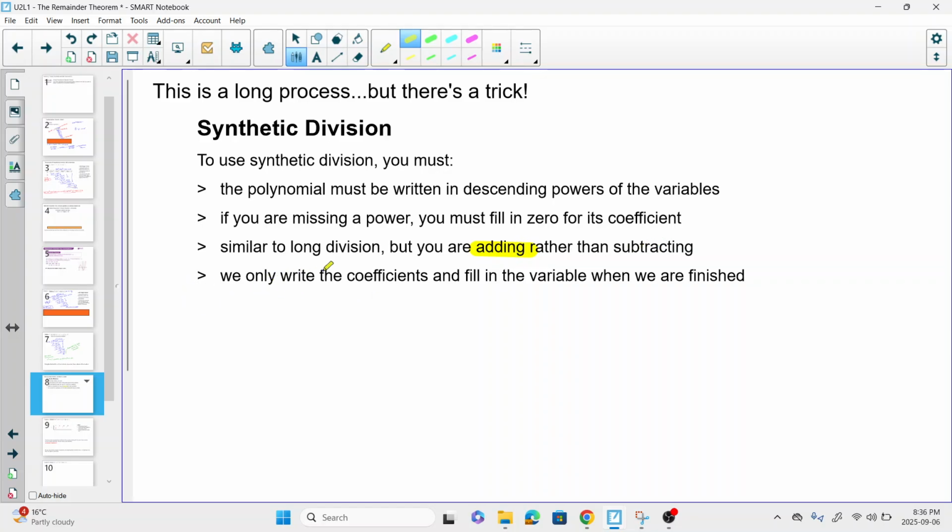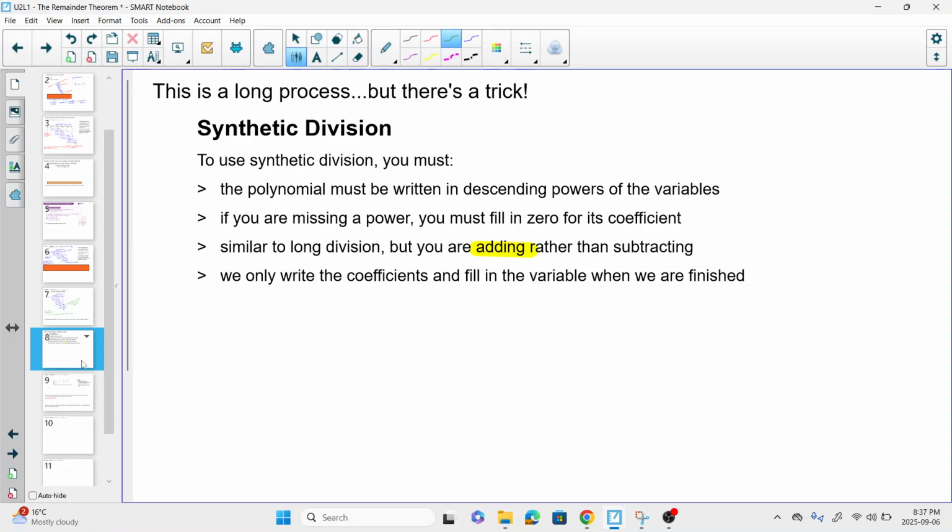And then we write the coefficients only when we're doing the synthetic division. So we actually remove the variables from the question, and then we put the variables back in when we're done. That actually makes it a lot easier, because then you don't have all these variables that you're dealing with, and the varying degrees of the variables.